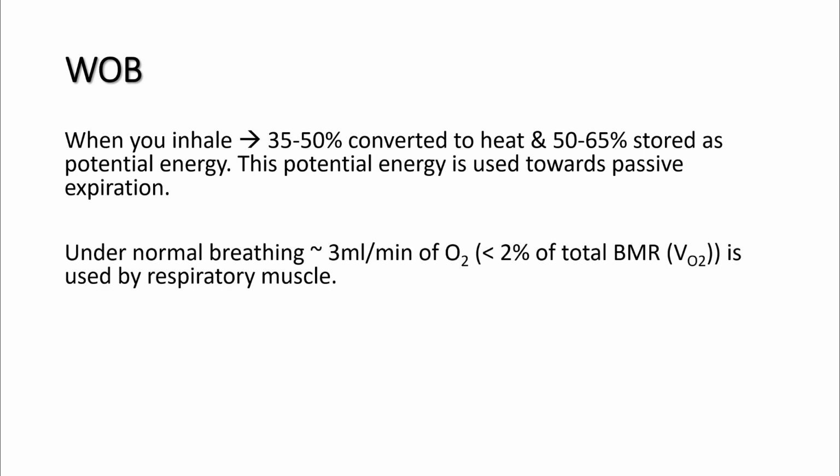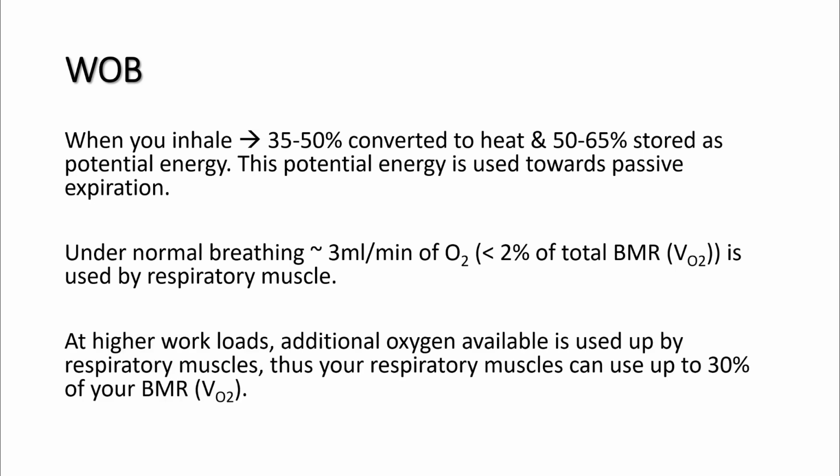Your respiratory muscles under normal breathing use around 3 ml per minute of oxygen, which is around 2% of the total basal metabolic rate, or VO2. VO2, if you remember, is the amount of oxygen that your body needs every minute. Under resting circumstances, your body needs around 200 to 300 ml of oxygen every minute to survive. At higher workloads, your respiratory muscles need more oxygen, and they can use up to 30% of the total oxygen that you are utilizing.